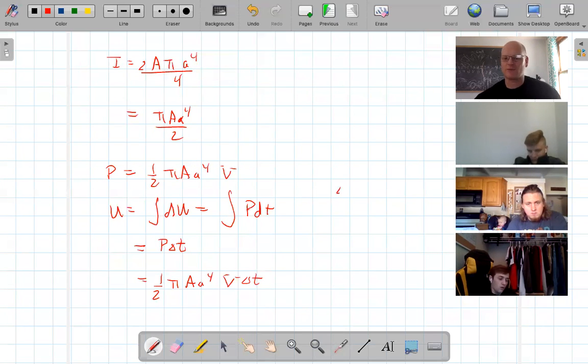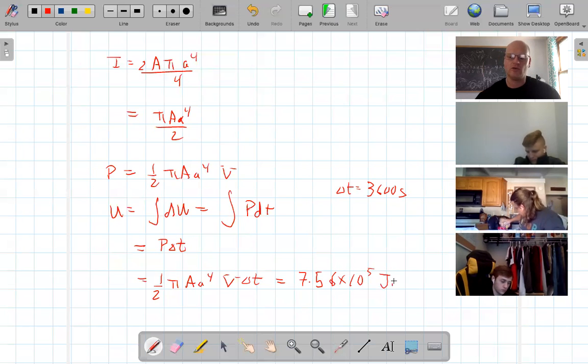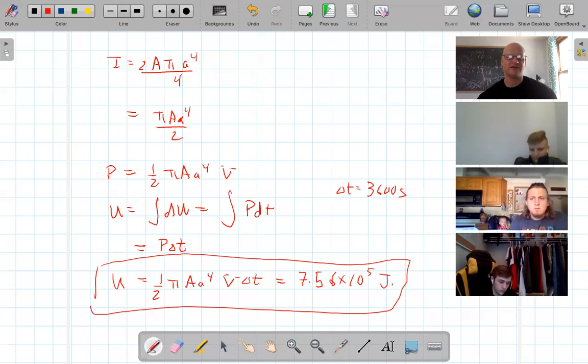Here, since we're looking at 1 hour, our change in time is going to be equal to 3,600 seconds. So plugging in our numbers, we find that the total amount of energy which is lost is 7.5 times 6 times 10 to the 5th joules. So you're actually losing a tremendous amount of energy over this wire. So this is the energy which is lost.